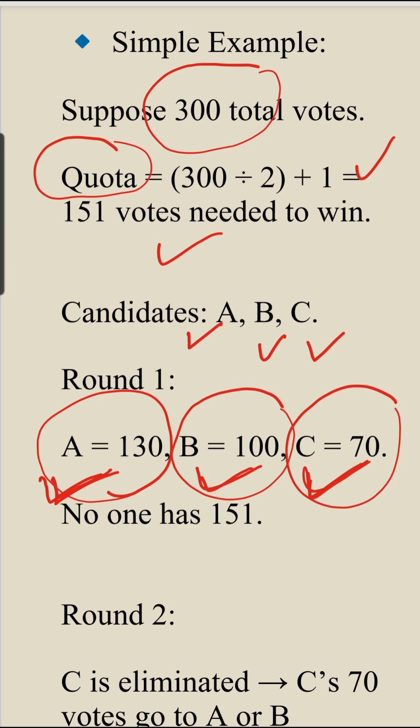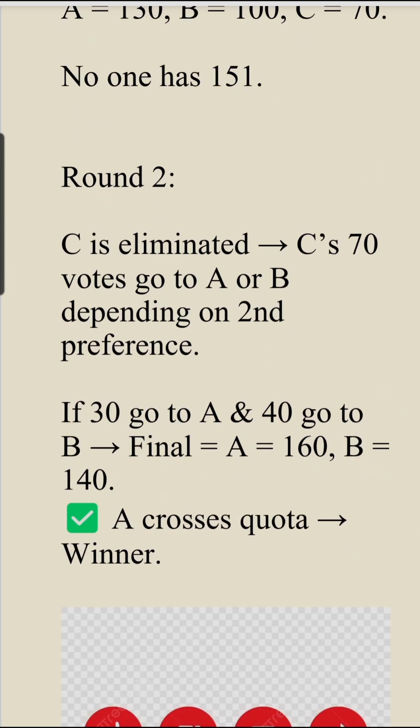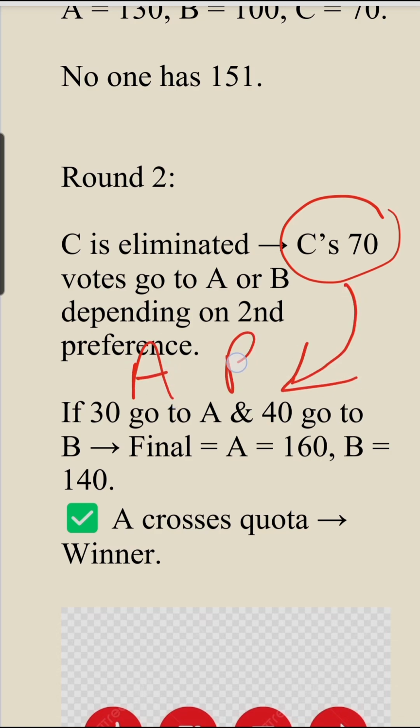Because C has got the least number of votes, we will eliminate C here. So now we only have A and B. So in round 2, C is eliminated. So the 70 votes of C will be distributed to A and B.